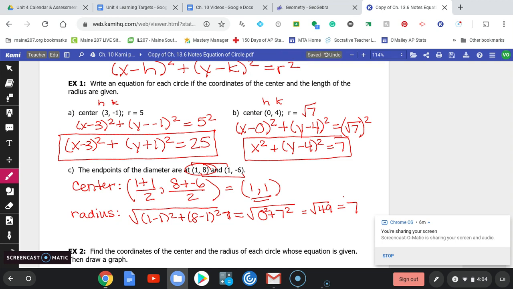So then in the equation, we use the center: x minus 1 squared, plus y minus 1 squared. And that's going to equal my radius squared. So I'm going to take 7 and square that, and that'll give me 49. And that'll be the equation of the circle that has a diameter with endpoints (1, 8) and (1, negative 6).